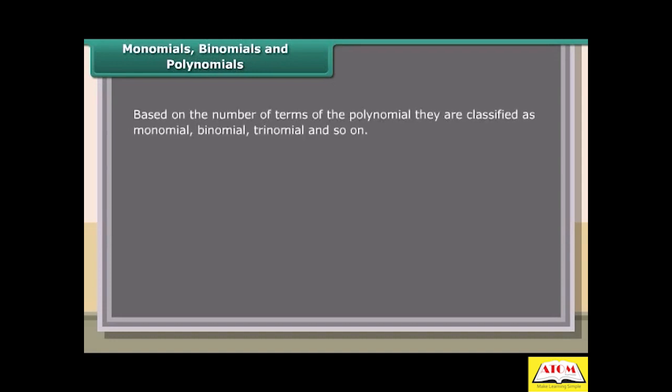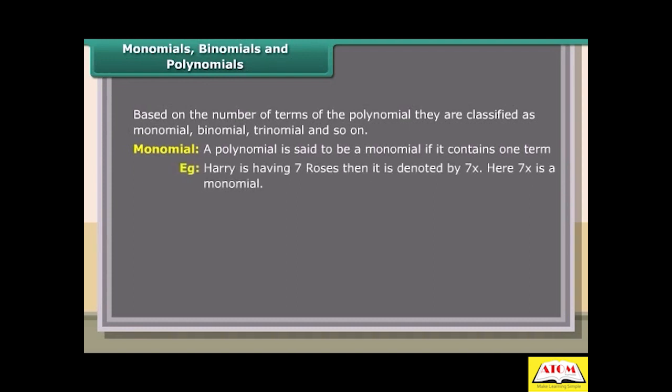Monomials, binomials, and polynomials. Based on the number of terms of the polynomial, they are classified as monomial, binomial, trinomial, and so on. Monomial. A polynomial is said to be a monomial if it contains one term. Example, Harry is having 7 roses, then it is denoted by 7x. Here, 7x is a monomial.